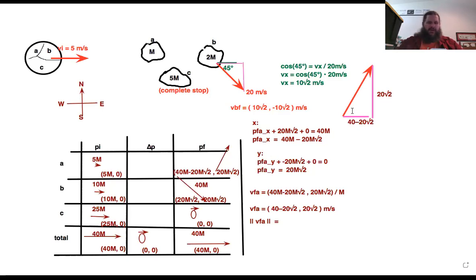So the square root of 40 minus 20 root 2 squared plus, and then 20 root 2 squared is just going to be 800. So I'm getting about 30.6. So that'll be the actual speed. Object A is traveling at a speed of 30.6 meters per second.